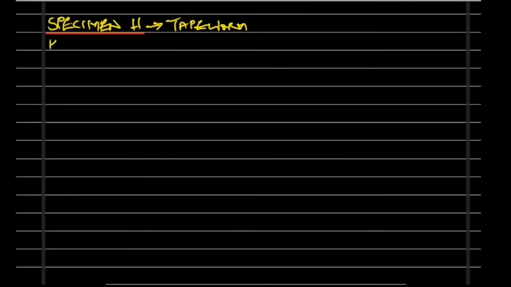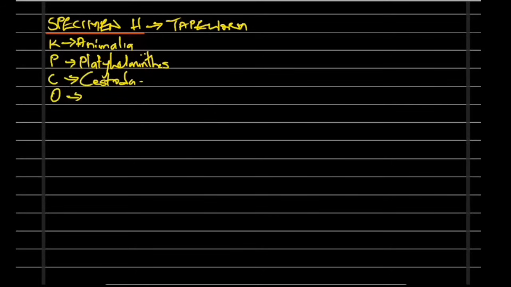Looking at the classification now, kingdom: it belongs to the kingdom Animalia. The phylum: Platyhelminthes. Then we have the class to be the Cestoda. We have the order to be the Cyclophyllidea. We have the family to be the Taeniidae.